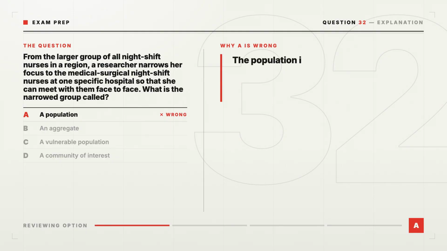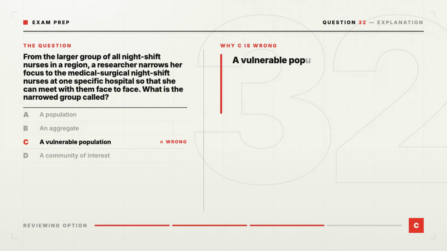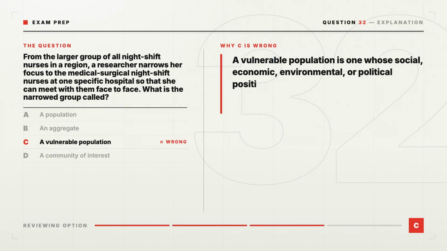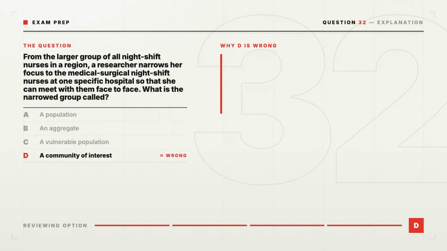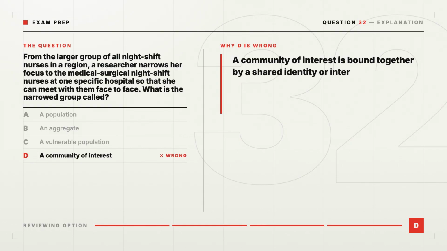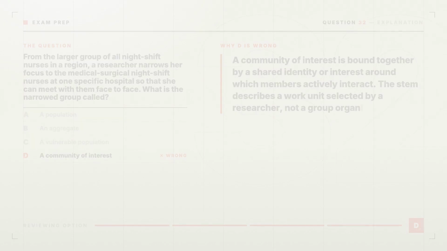A is wrong because the population is the larger group she started from, meaning all night shift nurses in the region. Narrowing it produces something more specific than a population. C is wrong because a vulnerable population is one whose social, economic, environmental, or political position makes it more susceptible to health problems and less able to recover. Nothing indicates that these nurses face that kind of disadvantage. D is wrong because a community of interest is bound together by a shared identity or interest around which members actively interact. The STEM describes a work unit selected by a researcher, not a group organized around a shared bond.